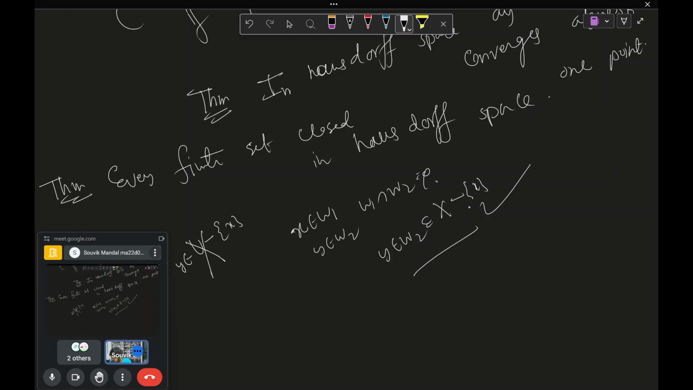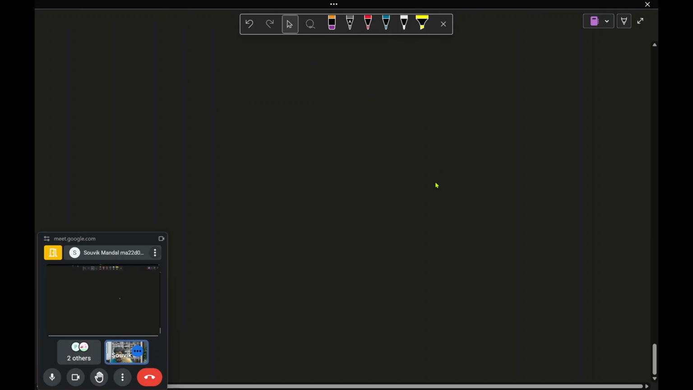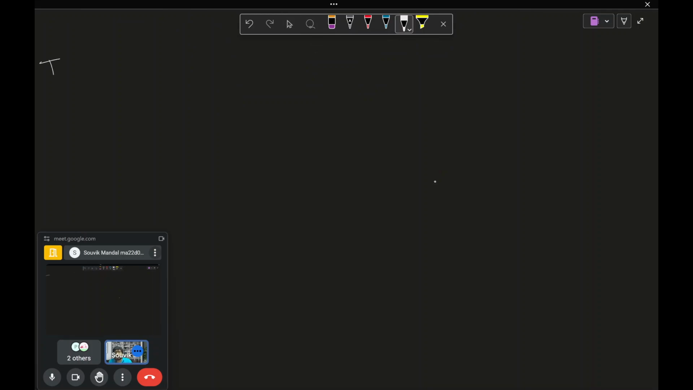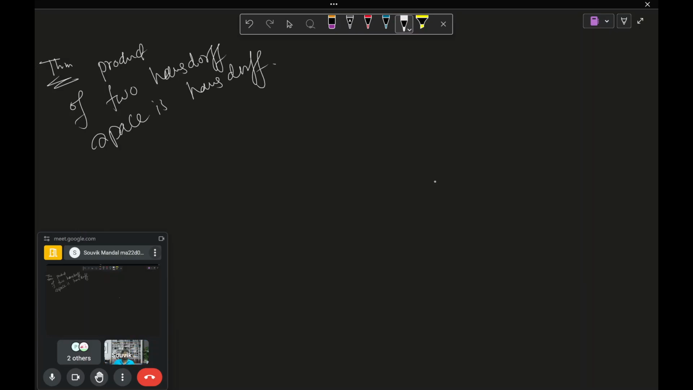So, okay, there are some easy theorems, but let's record them here. There is the product of two Hausdorff spaces. Please tell how to do it. I mean, it's obvious. If you can just tell the argument.